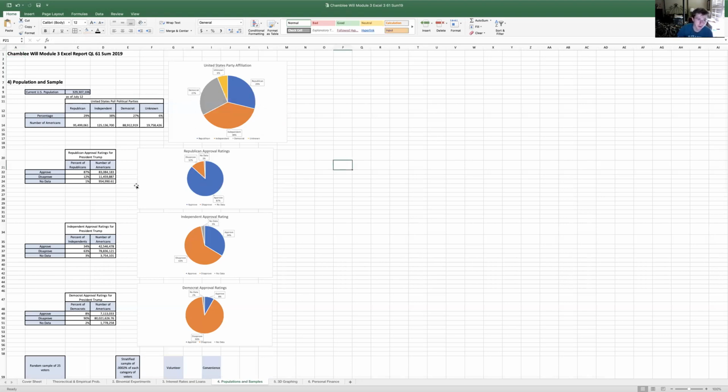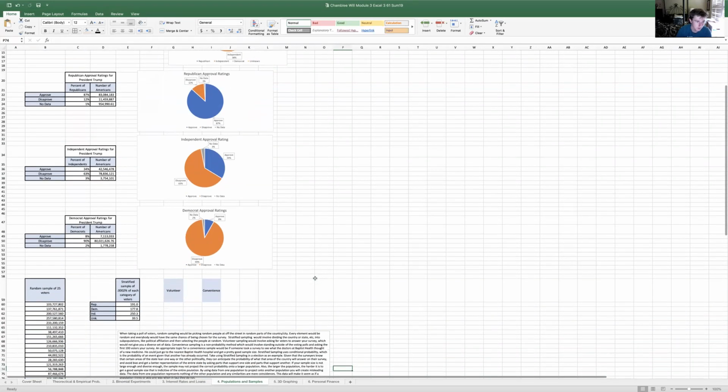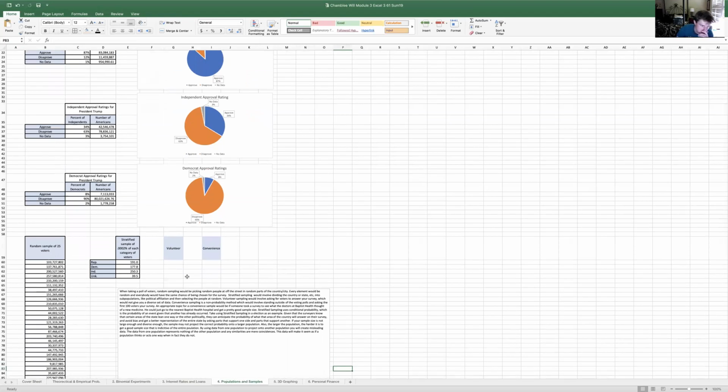We see the approval rates. Obviously, Republicans are going to have a higher approval rate of Trump. This approval rate probably has changed in the last 12 months, but independents are leaning more toward disapproving, and Democrats leaning more towards disapproving as well. That's to be expected. We took a random 25 voters, and then we stratified the sample of 0.002% of each category of voters, just to see what happens when you're looking at sample size. Obviously, 25 voters is not enough to get an accurate sample of the voters and the leaning of America. That 0.002% is a better chance.